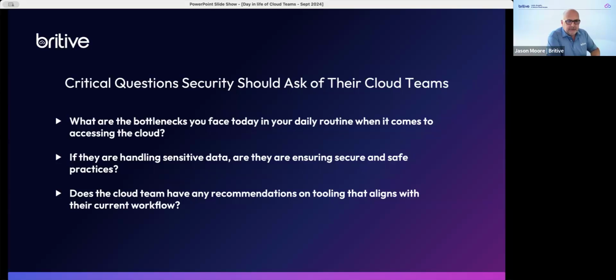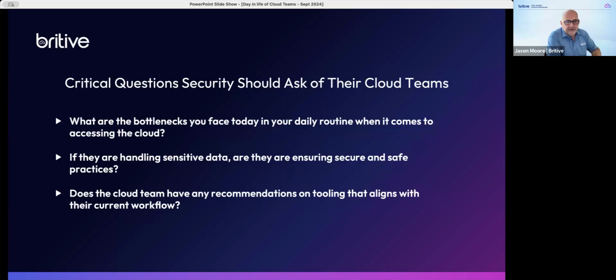The next one is pretty obvious, but just in case: their understanding of the data that they're handling, and making sure they understand the sensitivity of it, and then making sure that the security teams are working together on the secure and safe practices element of it. Again, we've never met anyone that's trying to be nefarious or a cave dweller. So just make sure that they understand the sensitivity of the data and that they understand the practices.